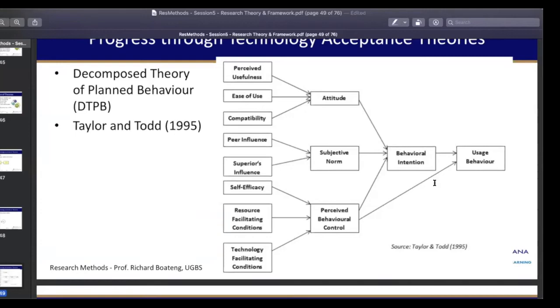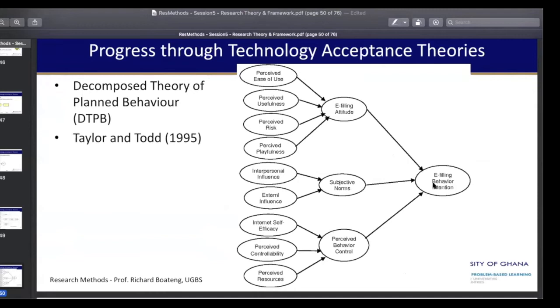Okay. Now, look at the decomposed theory of planned behavior being used by somebody to study e-filing. So you have perceived ease of e-filing, perceived usefulness of e-filing, perceived risk of e-filing, and perceived playfulness of e-filing, making up attitude toward e-filing. Then you also have subjective norm, interpersonal and external influence. I think there's a spelling mistake here, but this is actually a drawing from the paper itself. Then internet and perceived behavioral control: we have internet efficacy, perceived controllability, and perceived resources, all going to perceived behavioral control and leading to behavioral intention.